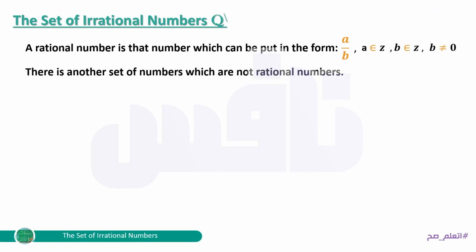There is another set of numbers which are not rational numbers. طب أنا دلوقتي ليه بقول إن في set of numbers are not rational numbers؟ لأن أنا مش هقدر أكتبهم على الفورم A over B. تمام كده؟ زي √2. النمبر ده I can't put it in the form A over B.